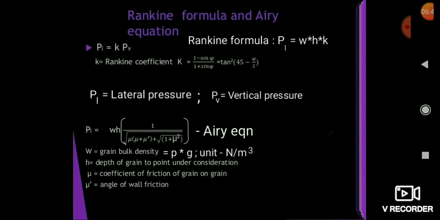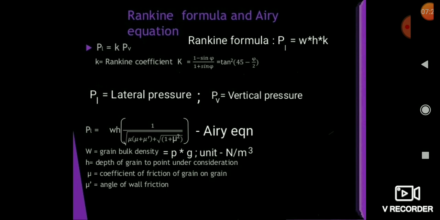And now the first formula, that is Rankine's formula, that is PL is equal to W into H into K. Friends, you see here that PL, means lateral pressure, is equal to W. W is the specific weight. Friends, remember that you have to put all the values in SI unit. W is the specific weight, that is density into acceleration due to gravity, means rho into g. Value is W. And H is the height and K is the Rankine coefficient.